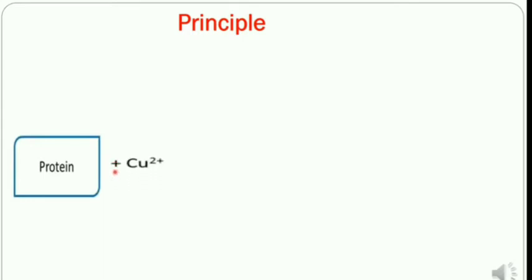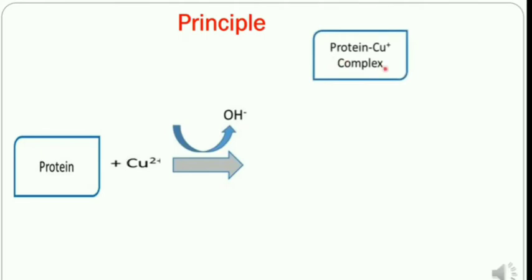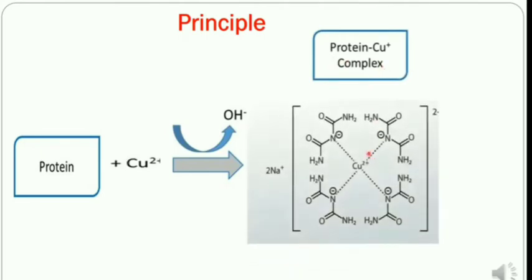Now let us see the reaction mechanism. The reaction mechanism shows that protein is binding with the cupric ions which are present in the Biuret reagent in alkaline medium, and it is forming a protein copper complex. You can see at least four peptide bonds are joining: 1, 2, 3, and 4. So these will form the colored complex.